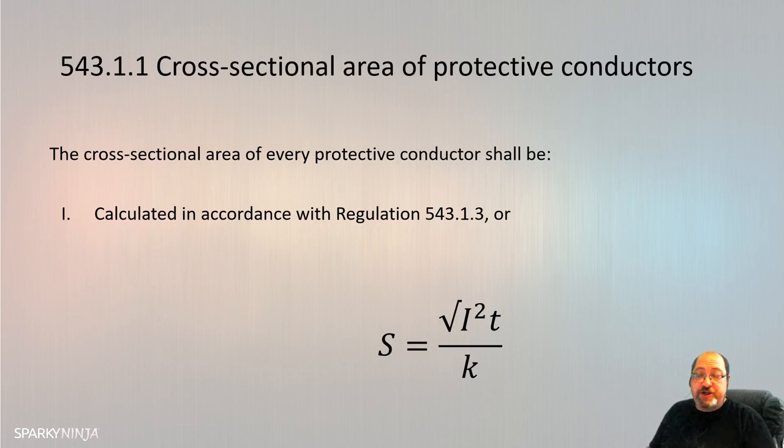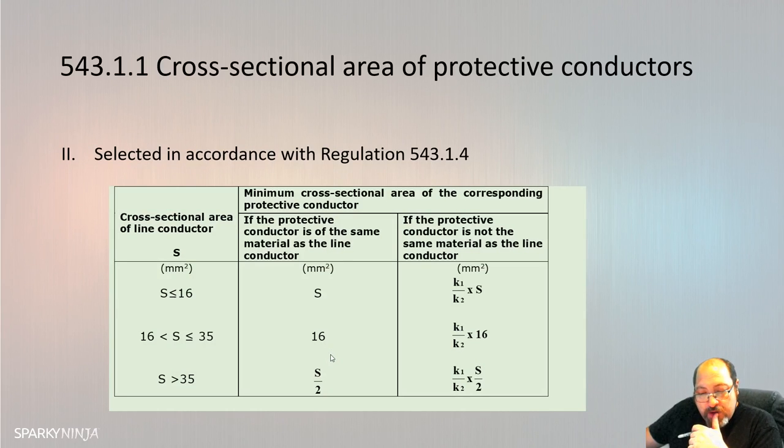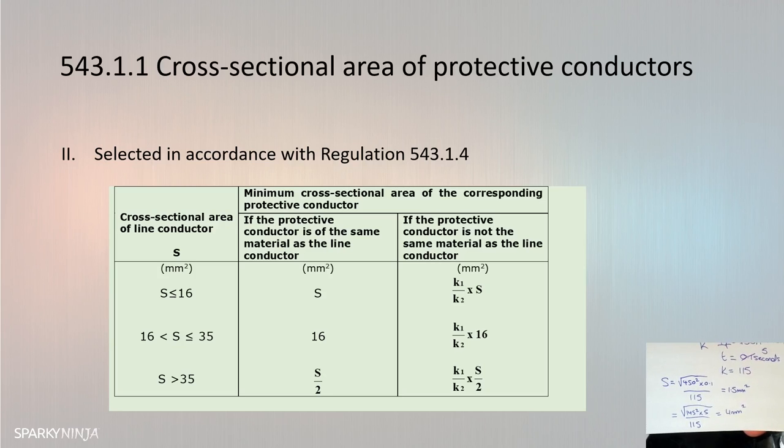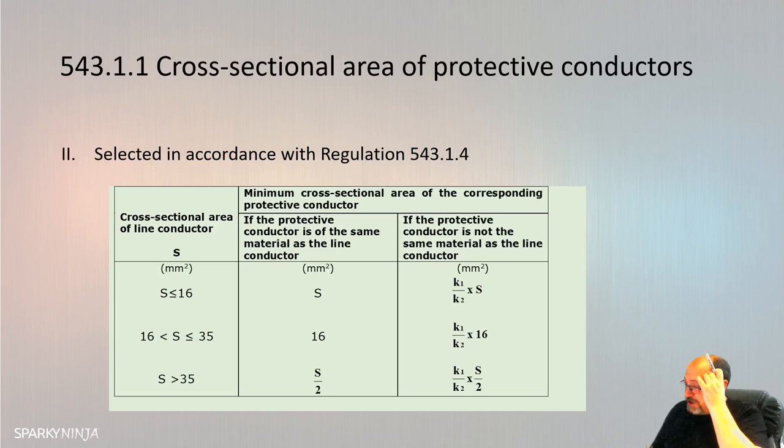The other method was selection. So let's look at selection then. The alternative. We turn the page, so we go to page 198, and it says 543.1.4. Where it's desired not to calculate the minimum cross-sectional area of a protective conductor in accordance with 543.1.3, the cross-sectional area may be determined in accordance with table 54.7. This is an overcompensation table. The calculations that we've just done show you that you don't need to have a protective conductor the same size. You can have it quite small and you'd achieve sufficient protection.